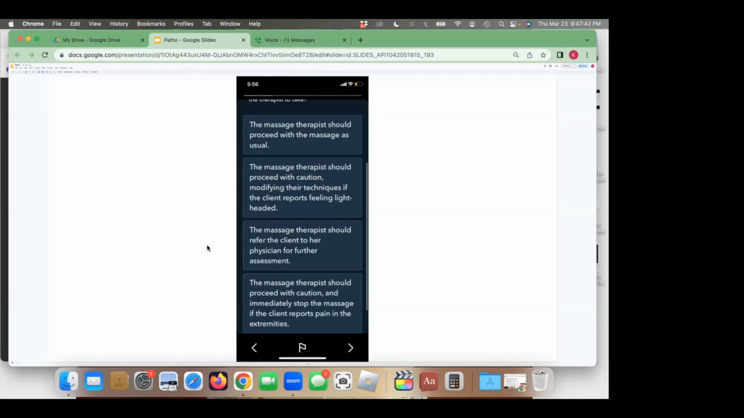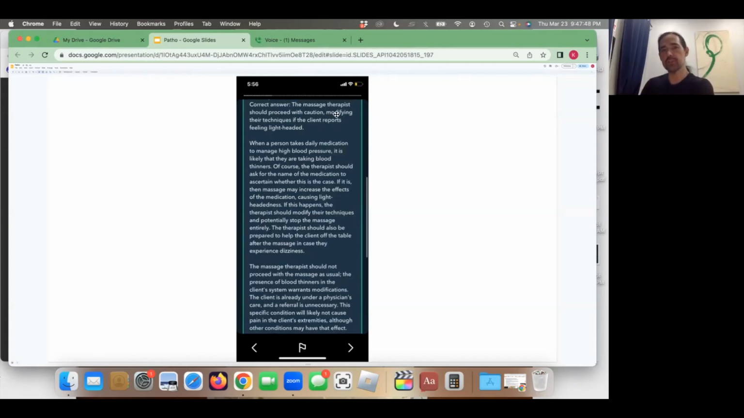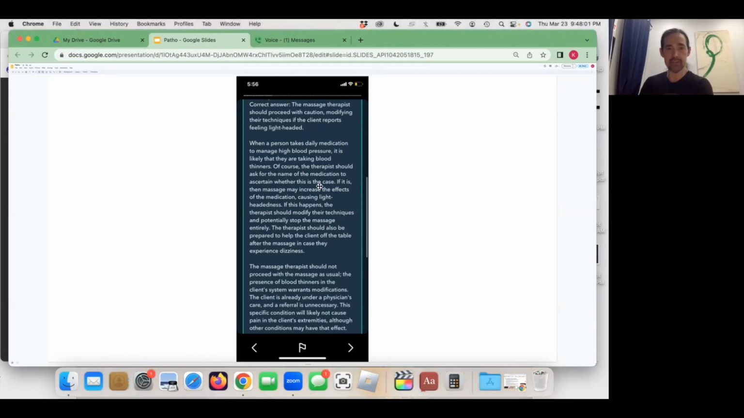The second. Yeah, I think the second. So the massage therapist should proceed with caution, modifying their techniques if the client reports feeling lightheaded. When a person takes daily medication to manage high blood pressure, it's likely they're taking blood thinners. Of course, the therapist should ask for the name of the medication to ascertain whether this is the case. If it is, the massage therapist may increase the effects of the medication, causing lightheadedness. If this happens, the therapist should modify their techniques and potentially stop the massage entirely. The therapist should also be prepared to help the client off the table after the massage in case they experience dizziness.